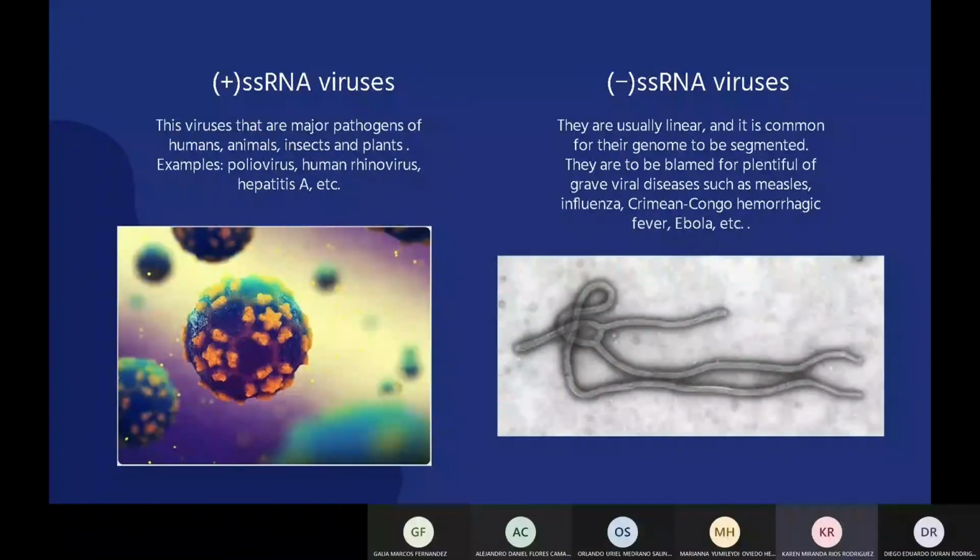Positive single-strand RNA viruses. These viruses are major pathogens of humans, animals, insects, and plants. Examples of these viruses are the poliovirus, which causes poliomyelitis, which is a disease that can cause people to be disabled for their whole life. Negative single-strand RNA viruses. They are usually linear, and it's common for their genome to be segmented. These kinds of viruses are responsible for diseases such as influenza or Ebola.